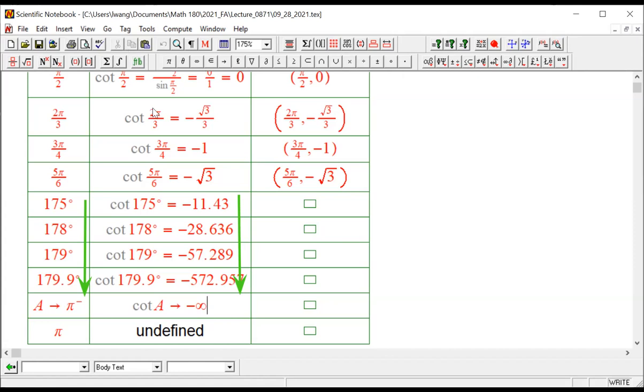Professor, I just see in the table the pattern between the cotangent of 179 degrees and 179.9. The decimal point for the answer moves to the right one decimal place. Do you see that pattern? The number is getting larger and larger, so we don't need a calculator for 179.99999. It just goes toward negative infinity, as you said.